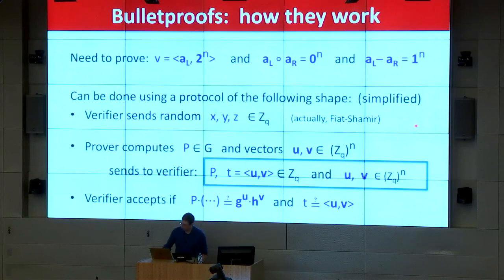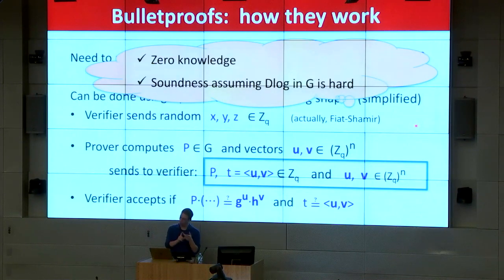So first of all, this is a valid range proof. You can prove that it has zero knowledge. You can prove that it's sound, assuming discrete log is hard. It's also kind of remarkable. The only assumption being used here is just hardness of discrete log. Nothing else. No funny assumptions.